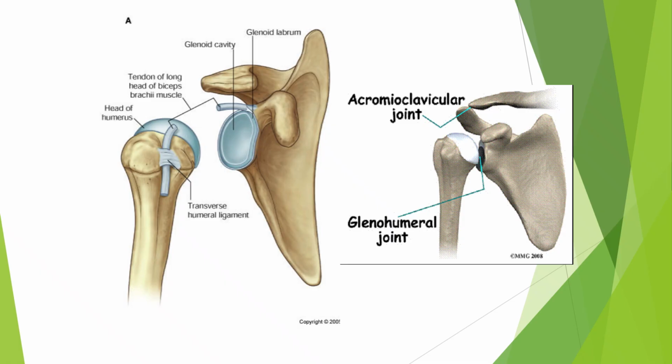The articular surfaces are the head of the humerus and the glenoid cavity. Both the articular surfaces are covered with hyaline cartilage. The movements happening at this joint are flexion, extension, abduction, adduction, internal rotation, external rotation and circumduction. That is why it's highly mobile.